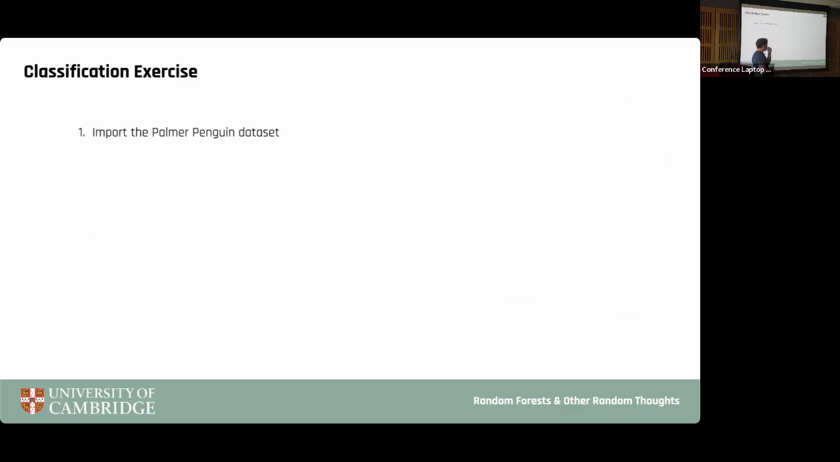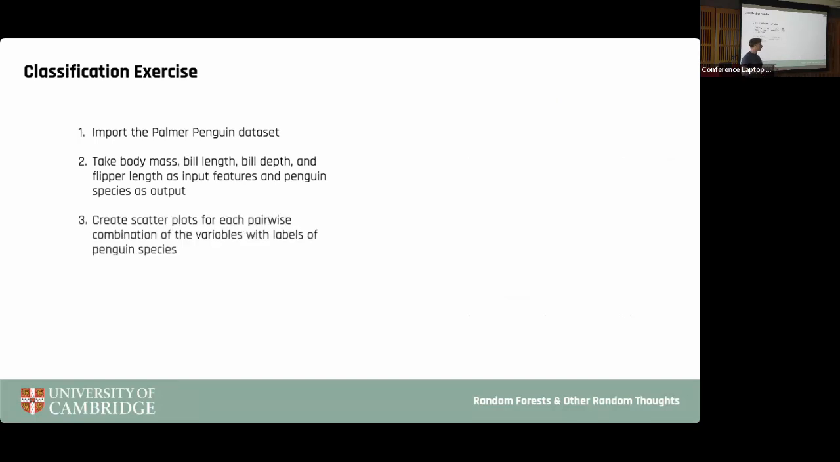So what we're going to do now is get stuck into the first classification exercise. This is going to be using the Palmer penguin dataset. There's a penguin theme here, along with the sharks. We're going to look at the 4 features that are included there, which is body mass, bill length, bill depth, and flipper length. You're then going to do some exploratory data analysis, so look at pairwise combinations of the variables, which I will touch on again later.